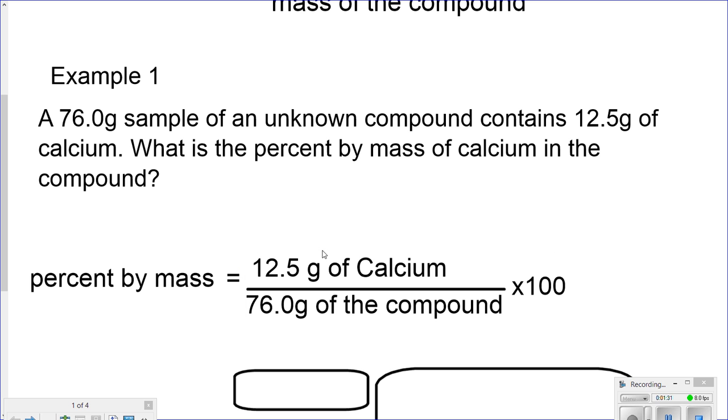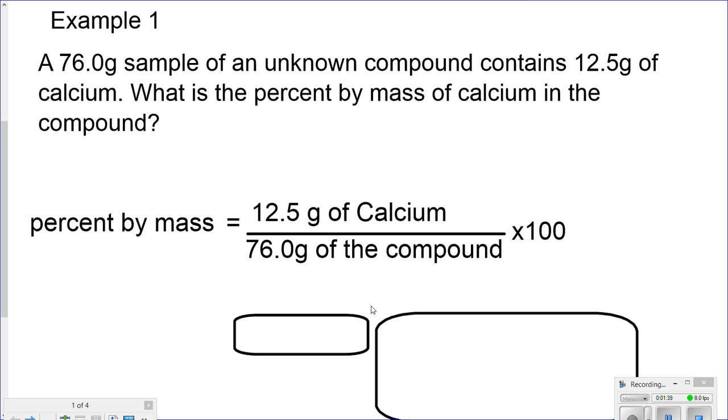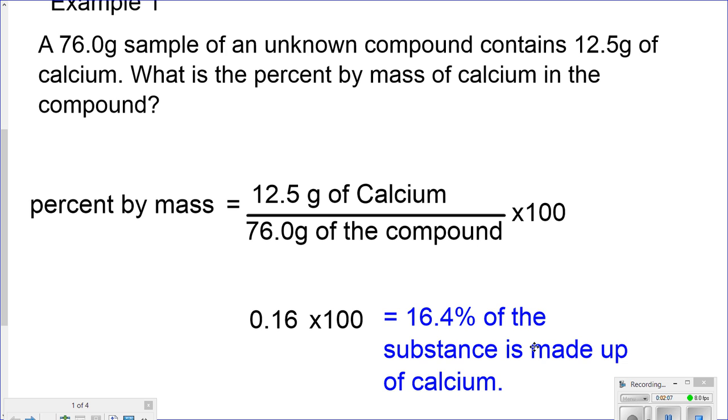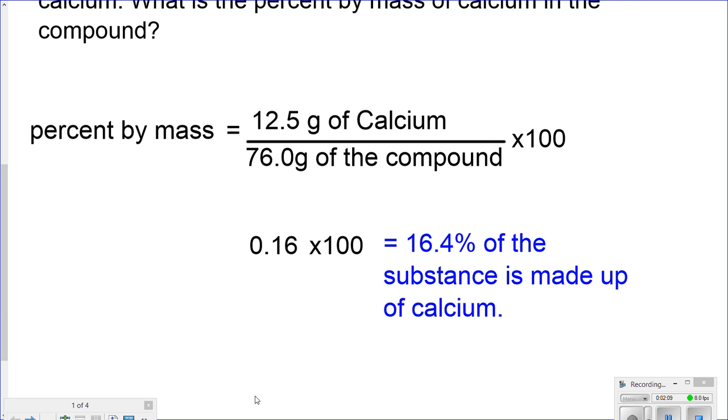Let's set it up. Mass of the element divided by the mass of the total compound times 100. When I apply that into the calculator, 12.5 over 76 gives me 0.16 times 100. That gives me 16.4%. In this compound of 76 grams, 16.4% is made up of calcium. The other 80-some% is made of something else. This is example 1, percent composition. Let's look at another one.